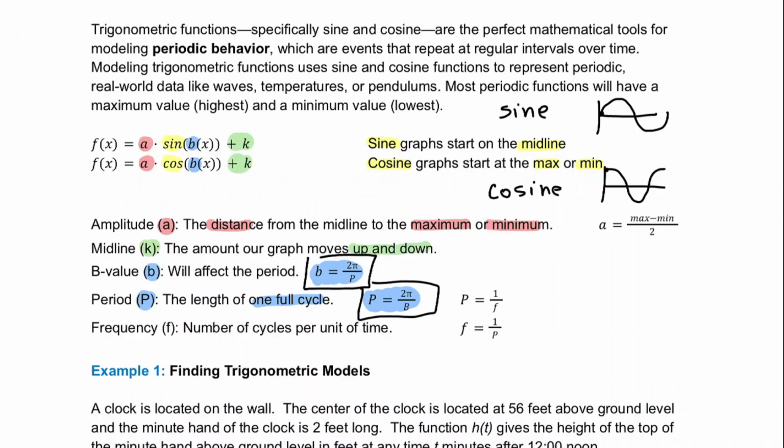And then sometimes they might talk about the frequency, how often it's happening. They'll tell you the number of cycles that are happening. Again, normally we can use our period. Our period is equal to 1 divided by the frequency, or the frequency is equal to 1 divided by the period. So depending on what they're asking for, you might need to find the frequency too.